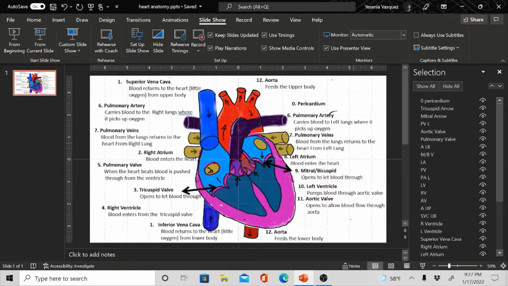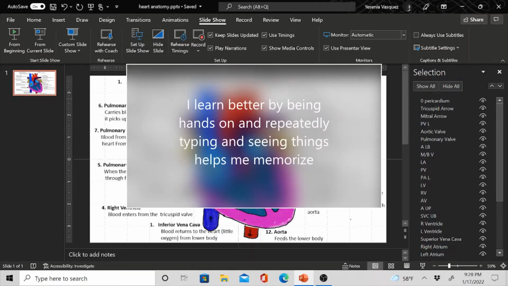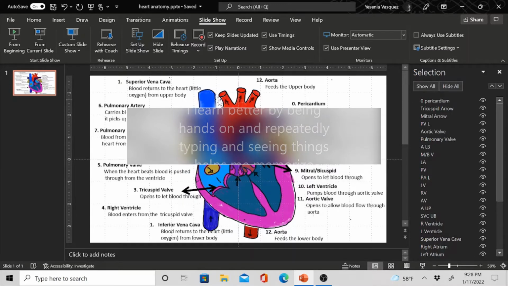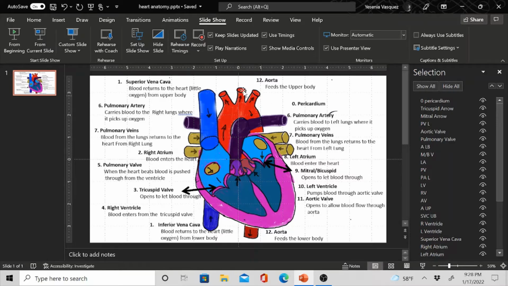So I developed this PowerPoint to help me study because I am more of an interactive learner. I like to work through things, but at the same time, I don't like to do excessive work. I drew this in a sketchbook app on my tablet, and then I copied the images into my PowerPoint, and I put the descriptions. This is going to be the blood flow, how the blood flows through the heart.